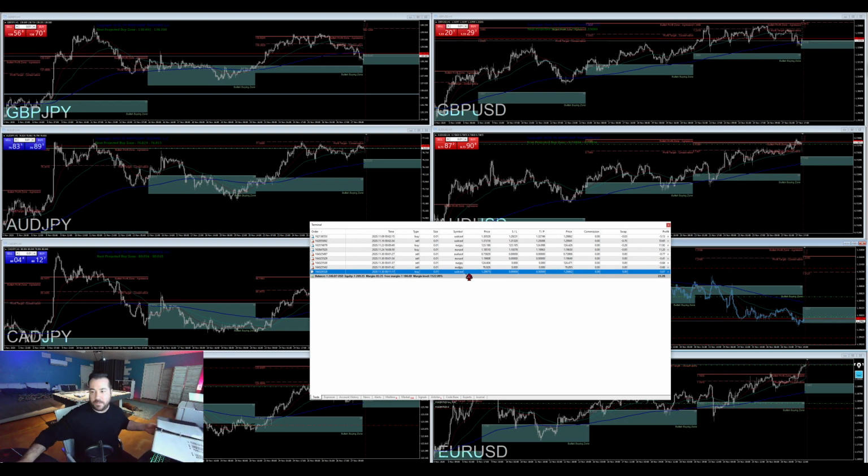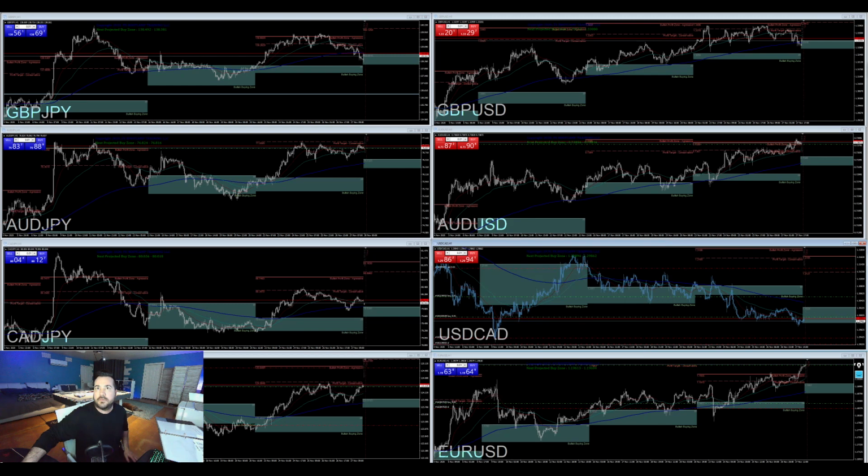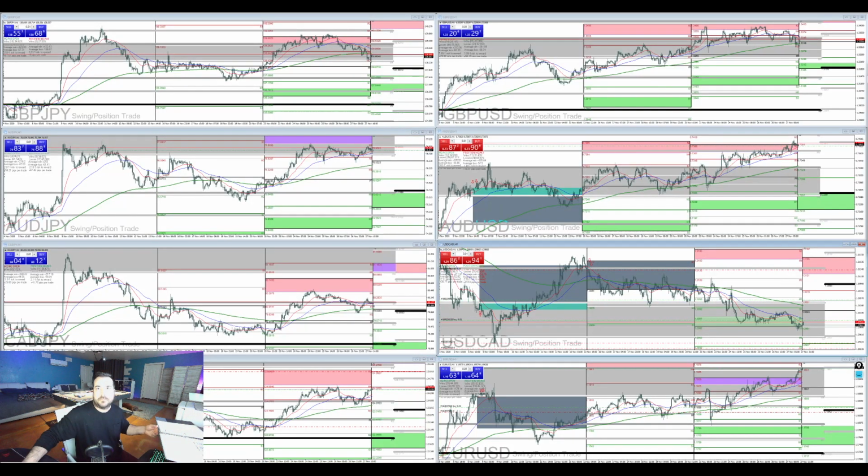Okay, we have all those updated. Now, let's go through all my stops on those. So I need to pull up my white charts. Okay. Australian US dollar, so it's going to be right here.